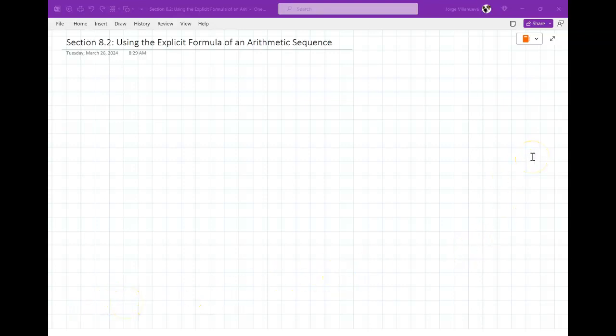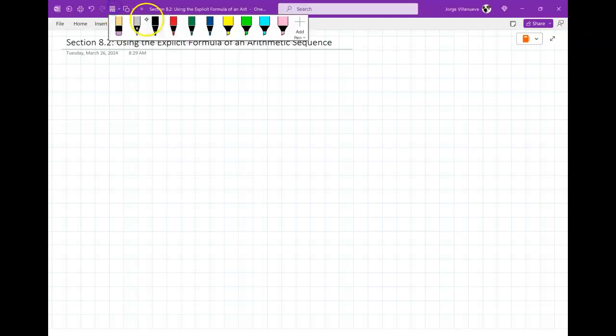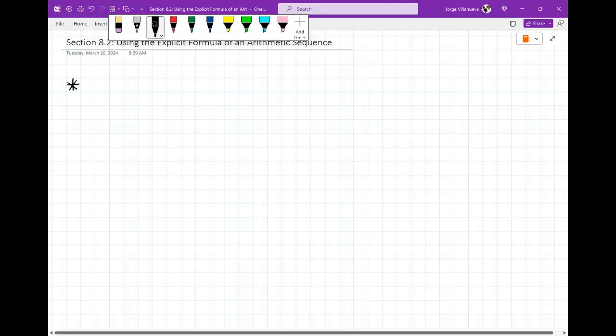Section 8.2, using the explicit formula of an arithmetic sequence. So yesterday we learned the explicit formula for the arithmetic sequence. I'm going to give you an alternate form today that's a little easier. And then from there we're going to kind of utilize it, okay? So let me show you what we've done so far. So far, this is what we learned.